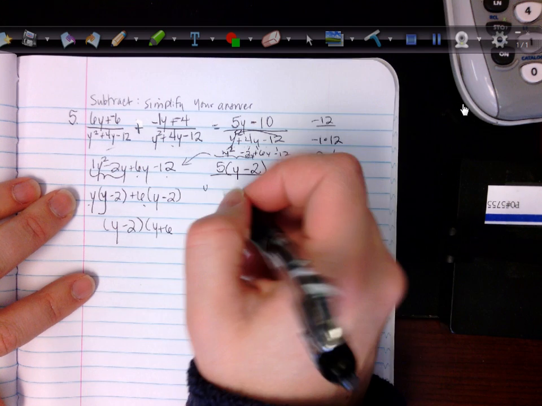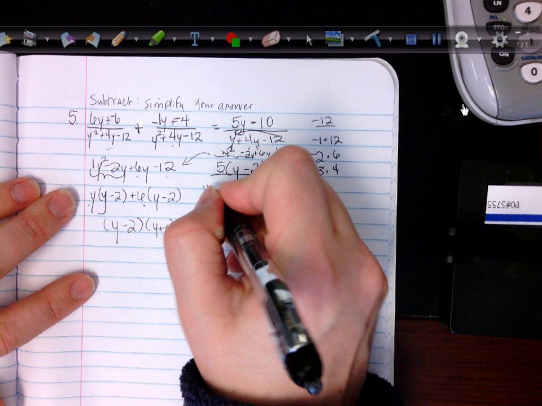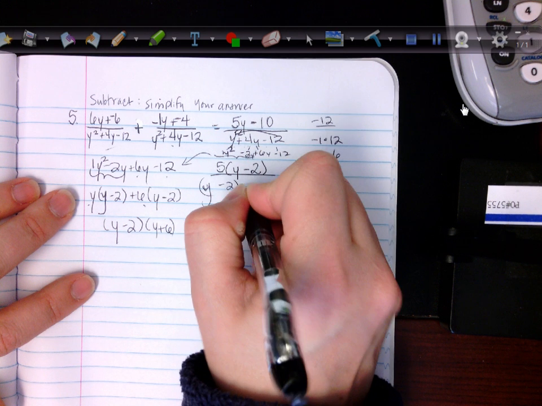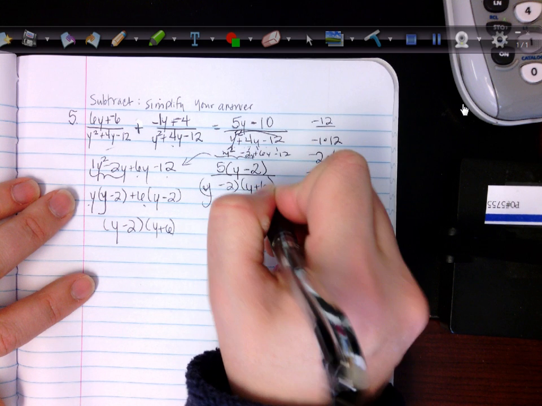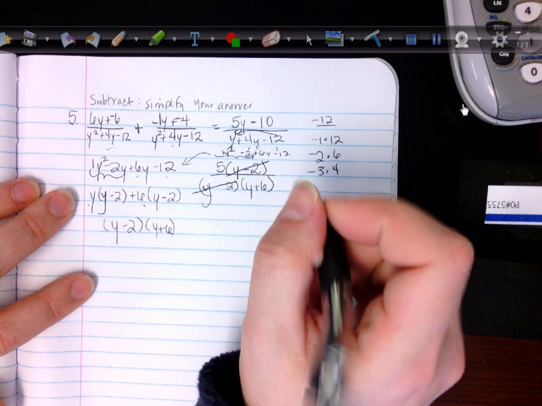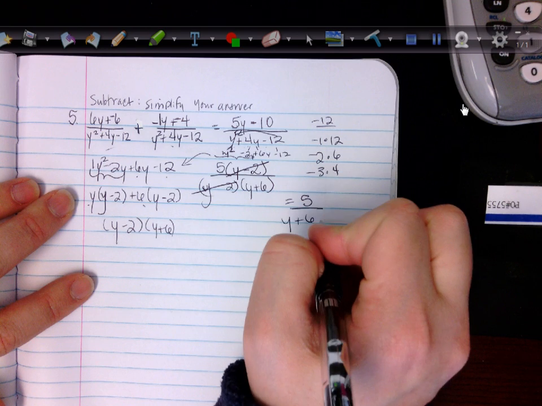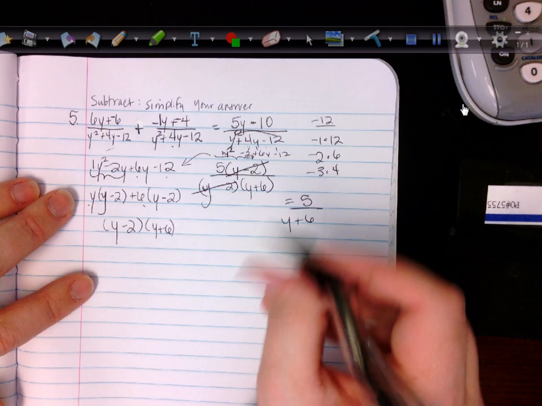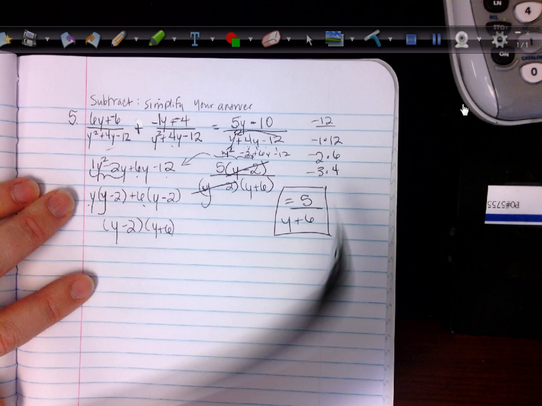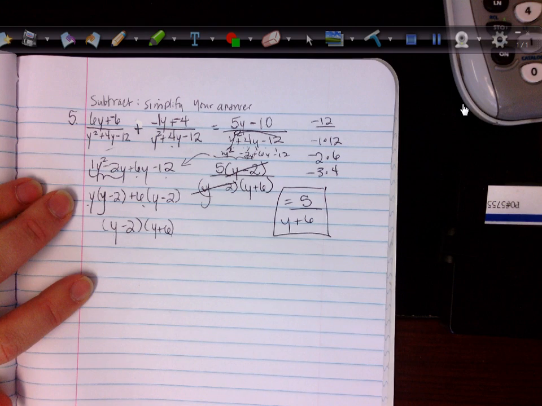So that's what's going to go in my denominator now. I have y minus 2 and y plus 6. My y minus 2's will cancel, and I'm left with 5 over y plus 6. And that is my final answer. So make sure that you have all of that down before you move on.